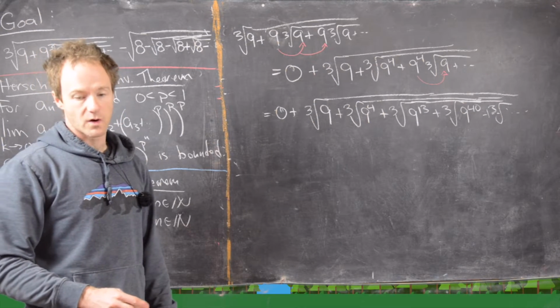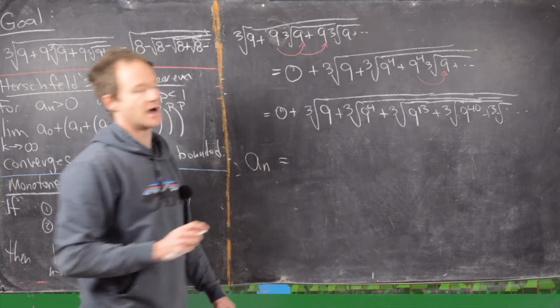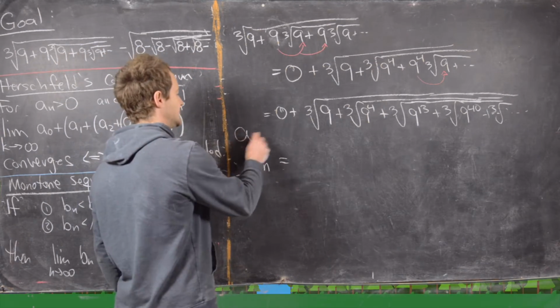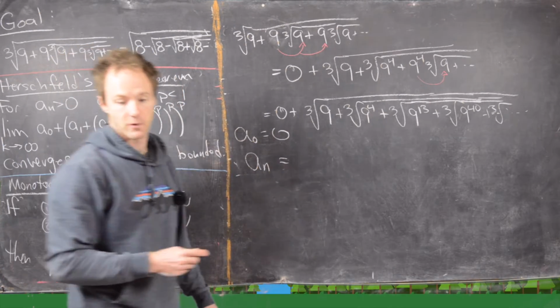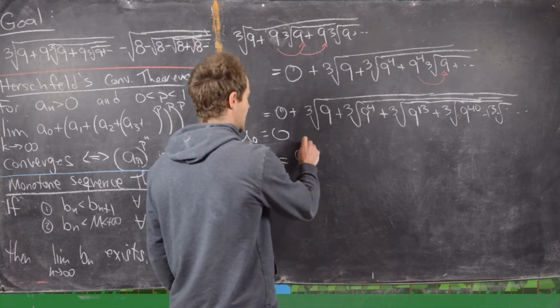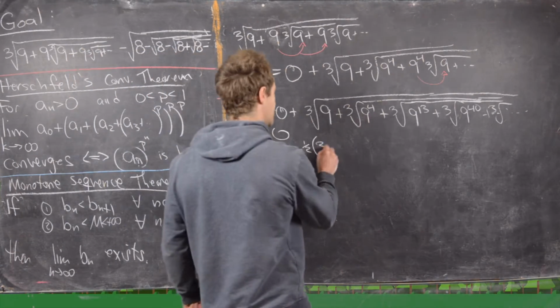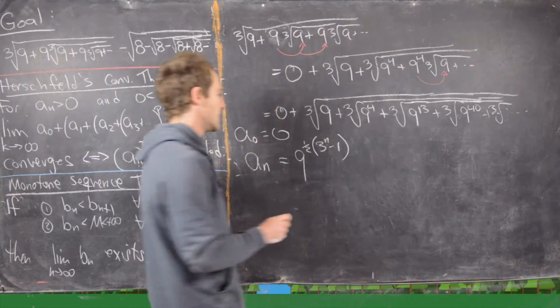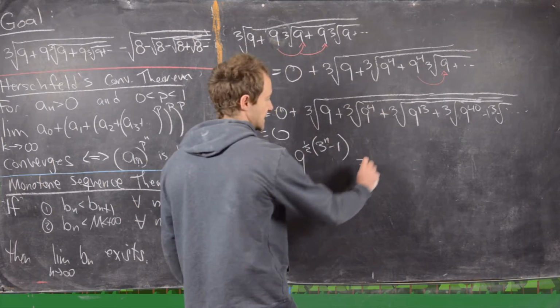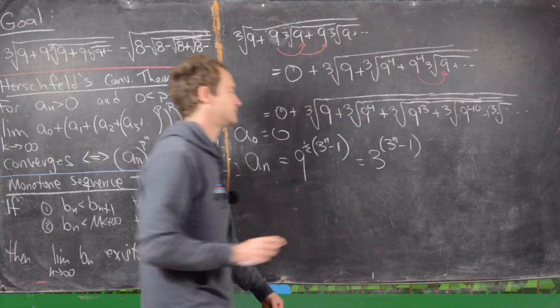So in other words, our a(n) is of the following form. And so you can check this. So obviously a0 is equal to 0. And then a(n) follows the following formula. So this is 9 to the half, and then to the 3, and then times 3^n minus 1. Okay, great. But we can simplify this a little bit. Notice 9 to the half is 3, so we have 3 to the 3^n minus 1.